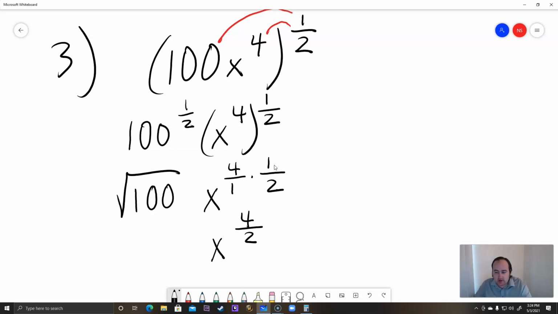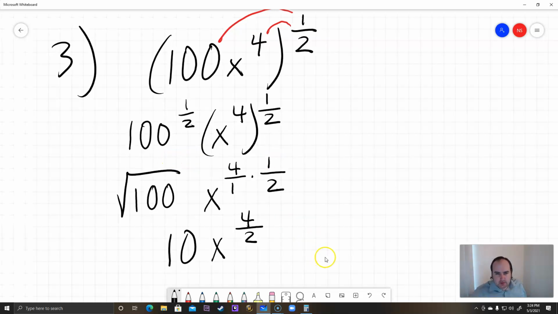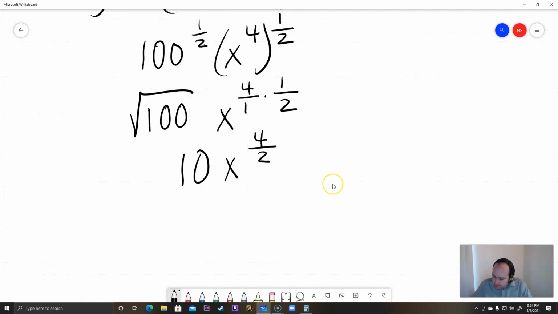And then the square root of 100 is 10, because 10 times 10 is 100. So we have 10 times x to the 4/2. And 4 divided by 2 is 2. Okay, so we have 10x squared.